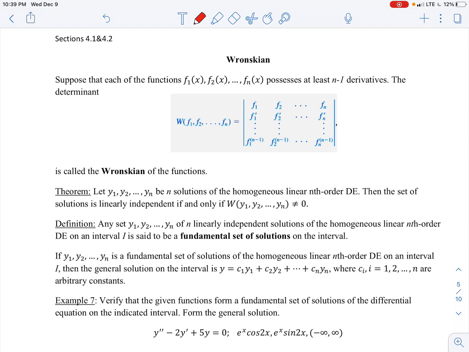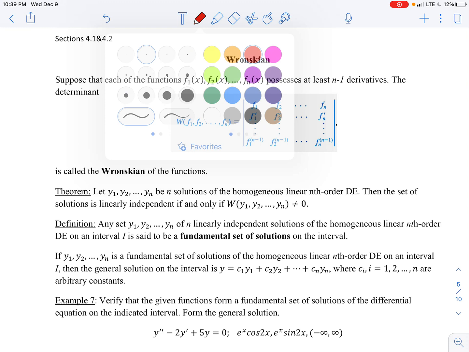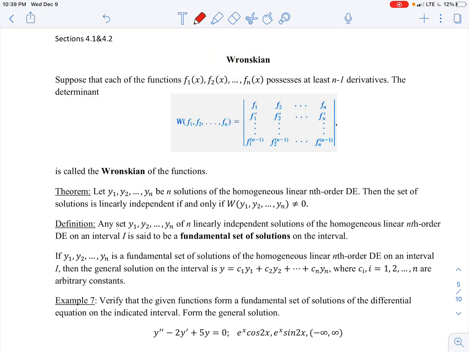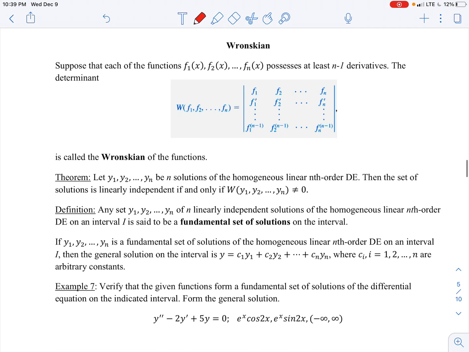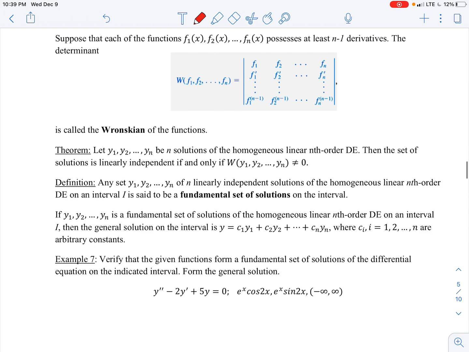Welcome to page 5 of our notes today, and this is where we're going to finish it up, where we're talking about the Wronskian. Suppose that each of the functions f sub 1, f sub 2, f sub n of x possesses at least n minus 1 derivatives. Then the determinant of all of these functions is called the Wronskian. That's why we have a W right there. So it's the Wronskian of all those functions, and they possess f of n minus 1 derivatives. So however many functions we have, we do one less. And that's going to make a square matrix, and we're able to find the determinant of that square matrix. All right, it's called the Wronskian of the functions.